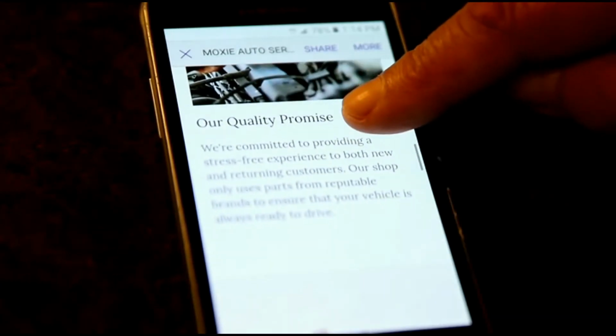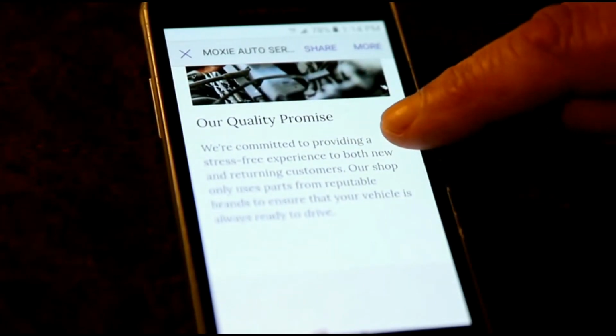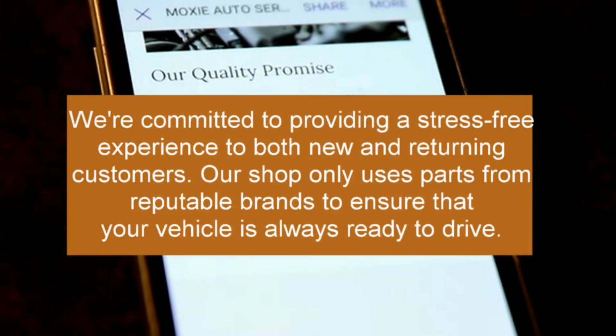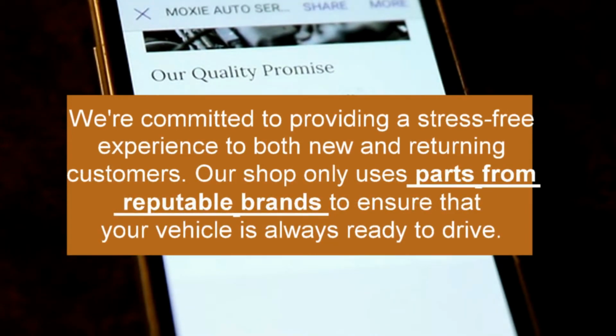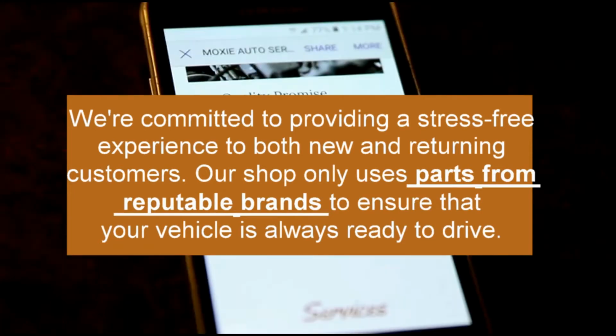Okay, and next you're talking about your quality promise. We're committed to providing a stress-free experience for both new and returning customers. Our shop only uses parts from reputable brands. Great. That should be highlighted. And what are those brands?